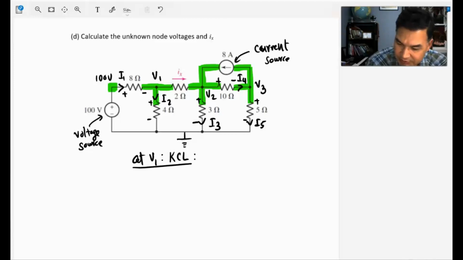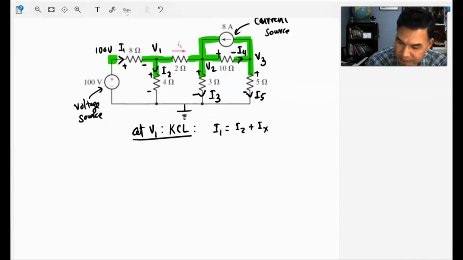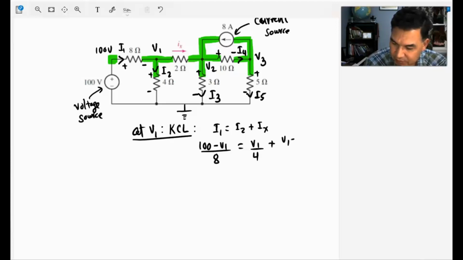At V1, what would be the KCL? I1 must be equal to I2 plus Ix. Let's now convert into nodal voltages. I1 is (100 minus V1) divided by 8 ohms, equal to I2, which is V1 divided by 4 ohms, plus Ix, which is (V1 minus V2) divided by 2 ohms. That's Kirchhoff's law at V1.